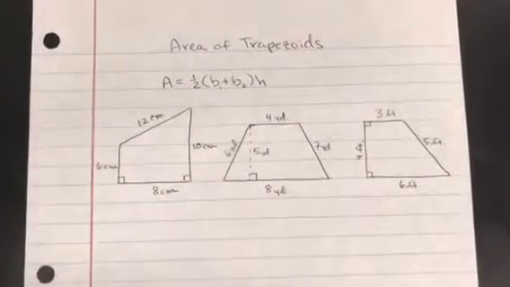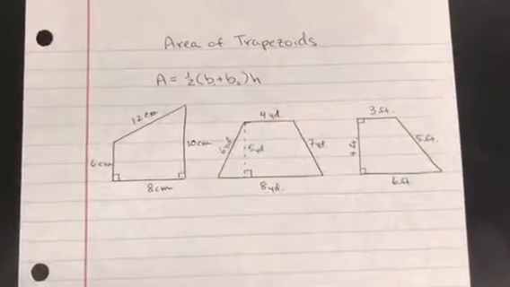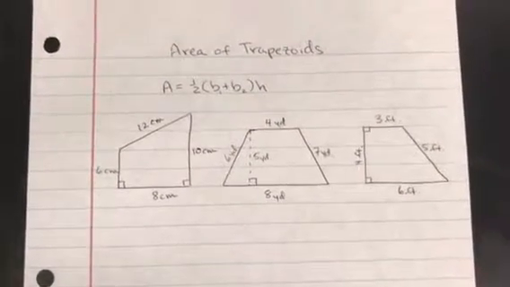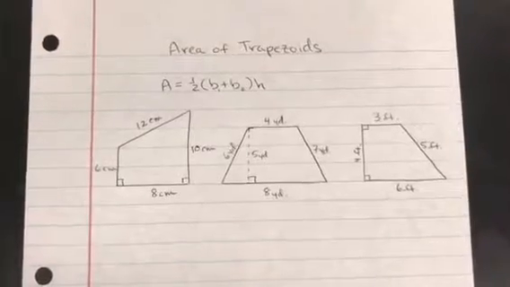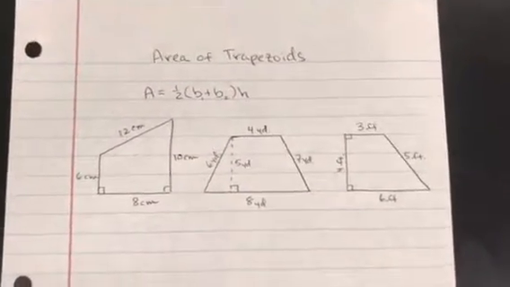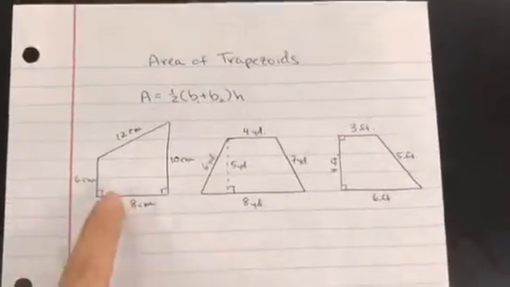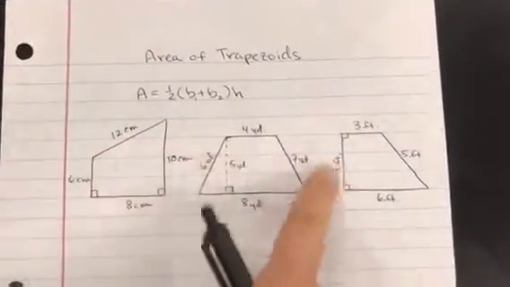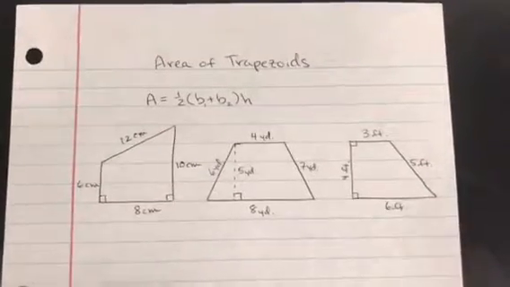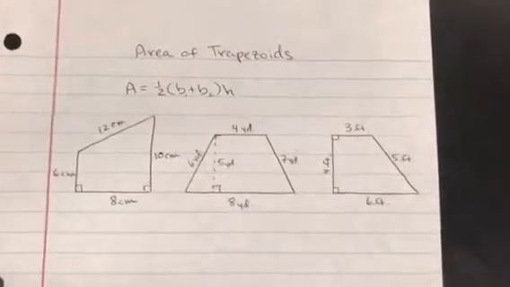Guys, let's talk about finding the area of trapezoids. First off, you need to know that a trapezoid is a four-sided shape that has only one set of parallel lines. So if you count a shape and it doesn't have four sides, it can't be a trapezoid. You can see that all these shapes have four sides and they only have one set of parallel lines, which means only two out of the four lines are parallel.